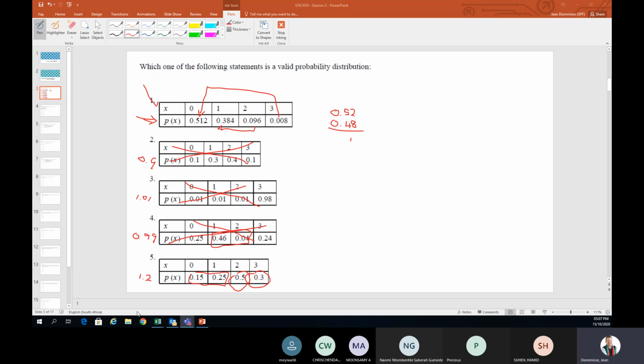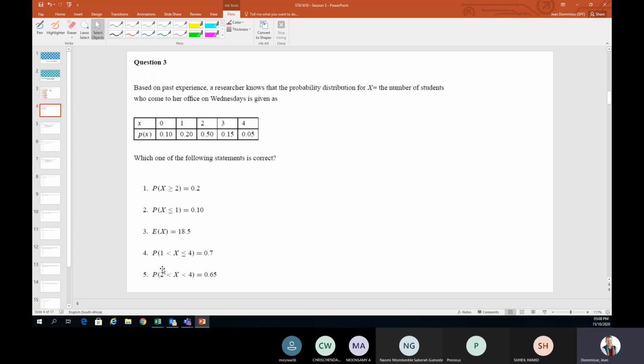Okay, so showing this, but I don't think it will be this easy in the exam. If it was me, I would have asked you something like this. So let's see what they are asking. Based on past experience, a researcher knows that the probability distribution for X, the number of students who come to an office on Wednesdays, is given as.